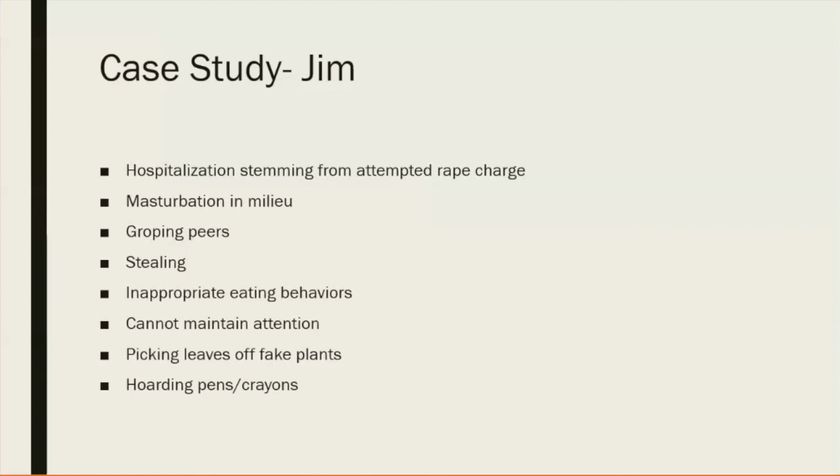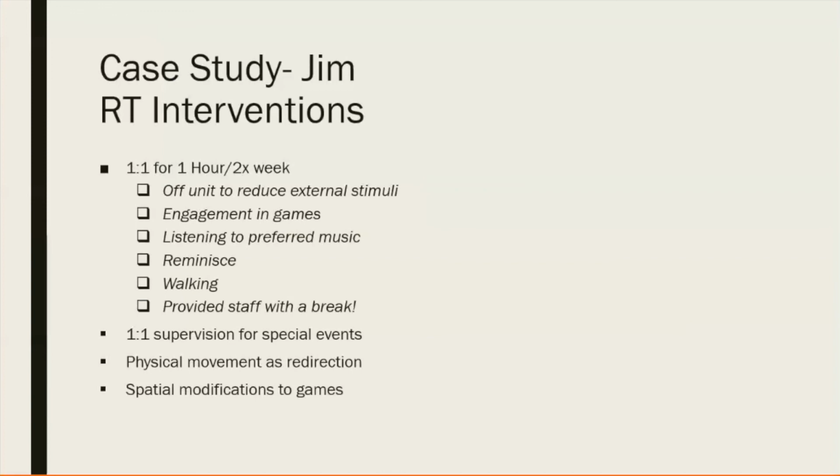He had a really hard time maintaining attention to programs, so he would often get up and leave after 5 minutes, and then sometimes he would come back and sit down. So what did I do for him as an RT, right? I was very lucky to be able to work pretty extensively with Jim. So we had a twice weekly one-to-one where, for about an hour, we would leave the unit. And that was so wonderful because he was so much more calm when he was able to leave the milieu. When he wasn't around people making a lot of noise, where there wasn't a lot of food floating around, where there wasn't a lot of other activity happening, he was much more calm and easier to engage with, right?